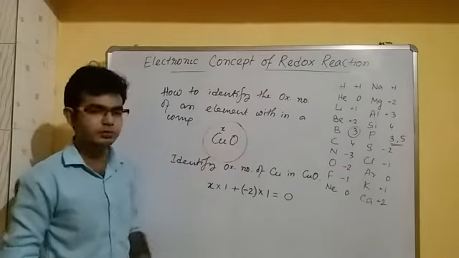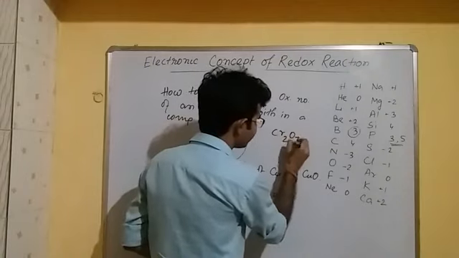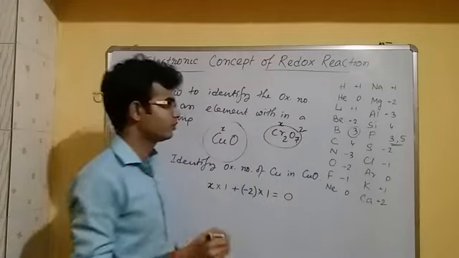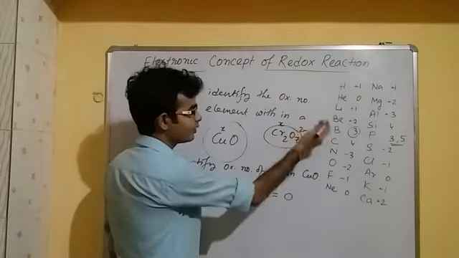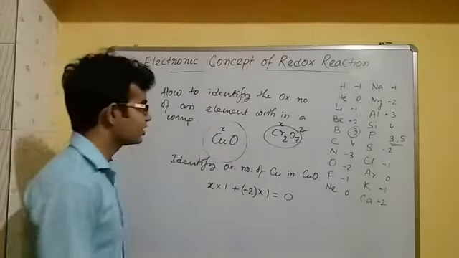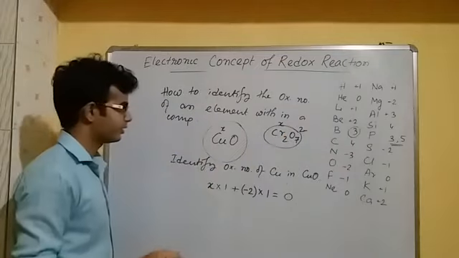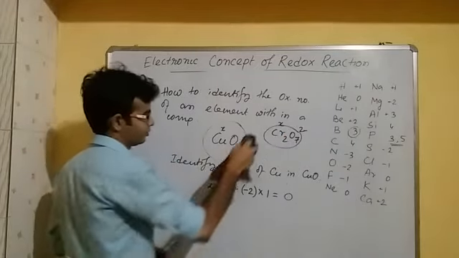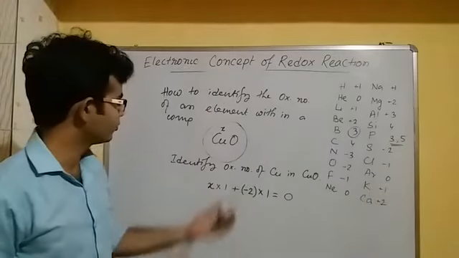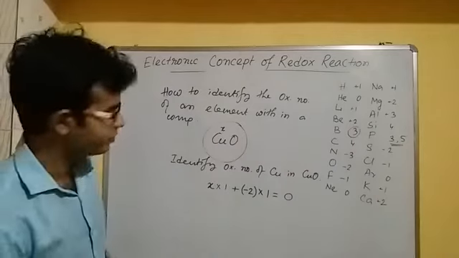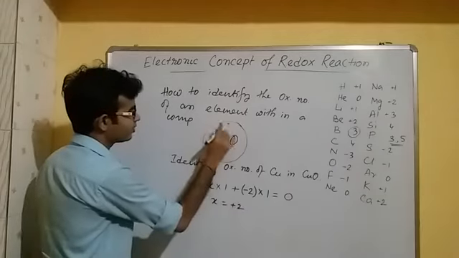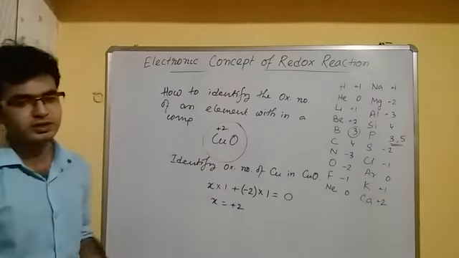If it is charged, suppose it is given as Cr2O7 2-, first suppose the oxidation number of chromium is X. Then you have to equate it with -2, the overall charge. But if no charge is given for the compound, then the overall charge will be 0. So you can easily calculate X is equal to +2. So in case of copper, the oxidation number is +2.